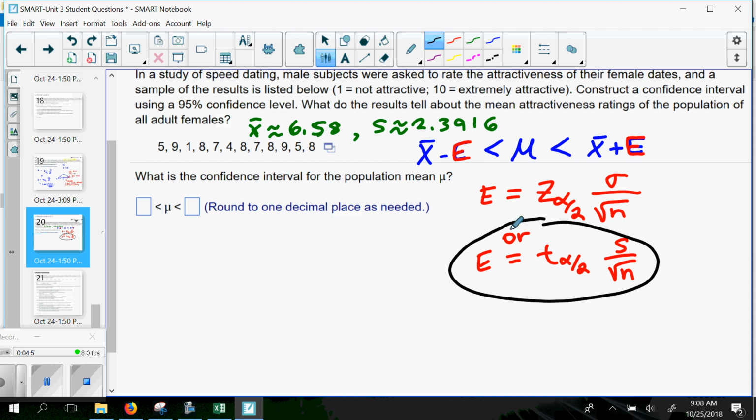All right, so we'll go ahead and figure that out now. E equals t alpha half times 2.3916 over the square root.